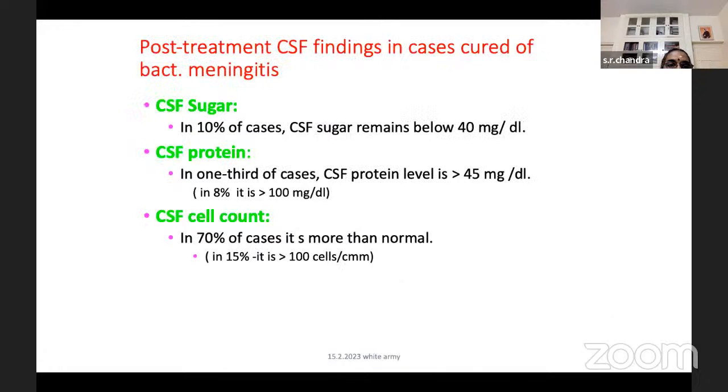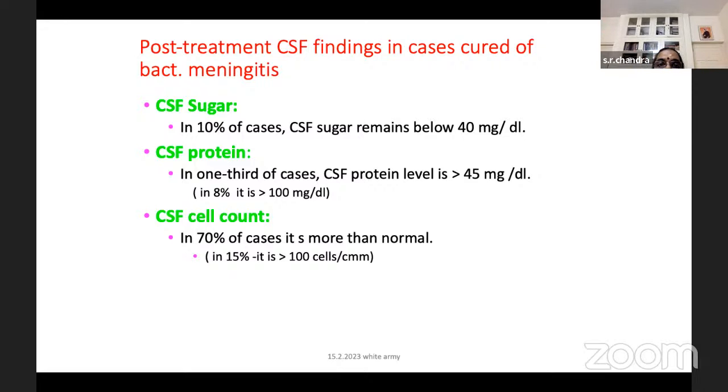So next, post-treatment bacterial meningitis. What happens to CSF at the end of 2 weeks? It is not always recommended, but in some cases we do it at the end of 2 weeks if the patient still has symptoms. But remember that when you repeat the CSF after 2 weeks, in 10% of cases, CSF sugar can remain low. When the CSF sugar remains low, we need not get alarmed, frightened, and start all the antibiotics available.